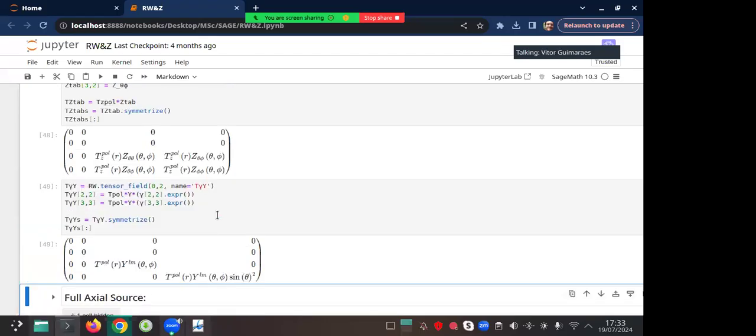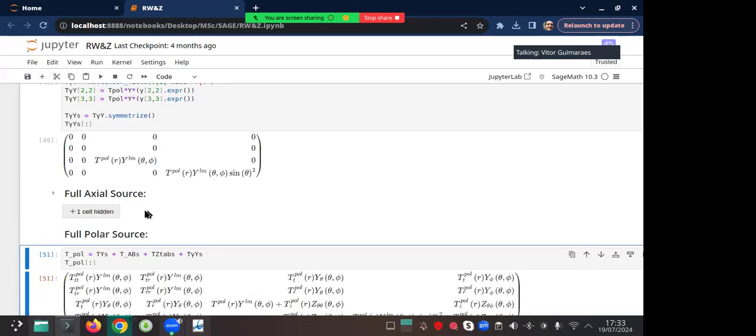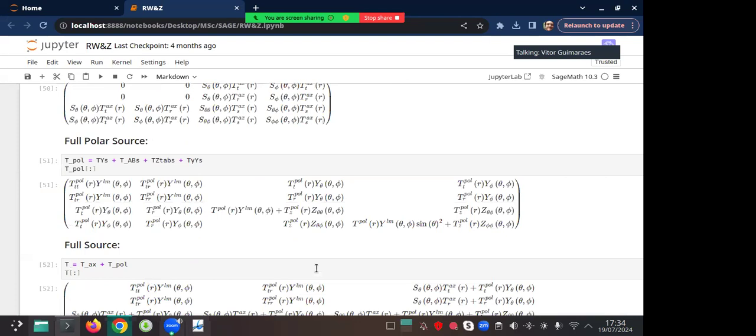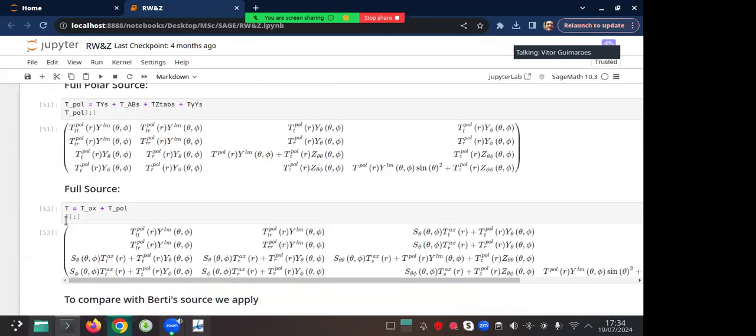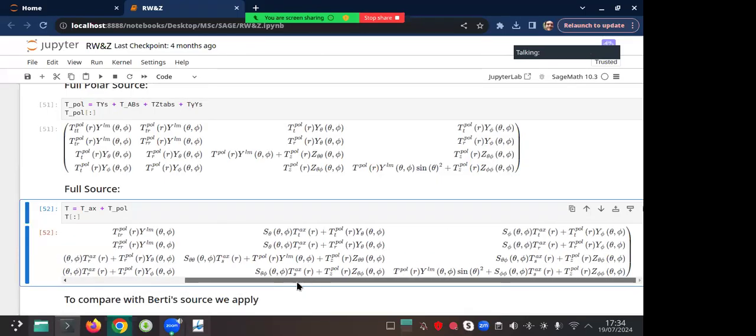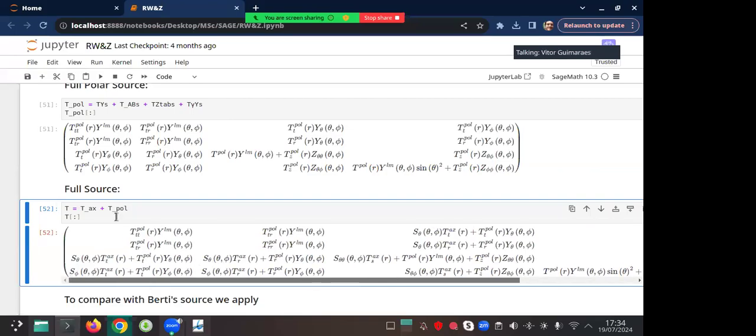Symmetrizing this, hence we obtain... there's a cell hidden, why is there a cell hidden? Okay, so here is the full axial slash odd source, okay? And here is the full polar source, right here. And putting them all together, the full source would look like this, which is huge. This is why separating them is very useful and very helpful.